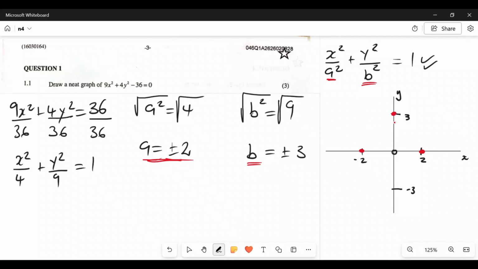So we're going to have a point at positive 3 on the y-axis and another point at negative 3 on the y-axis. Then from there, we connect the dots. So here is our ellipse. Don't forget to name this graph. You can name it x squared divided by 4 plus y squared divided by 9, all this equaling to 1, or you can name it from the original equation.